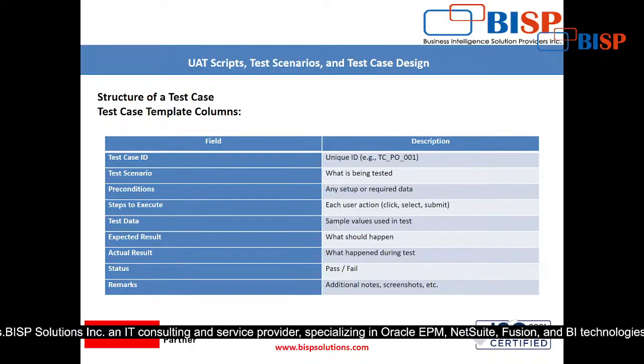Now you can see here the structure of a test case. Test case template columns. First of all, test case ID. So there should be a test case ID. When you work on a corporate project, for every task there is an ID, because with the help of the ID you can identify each and everything. Okay, so there should be a test case ID, then a test case scenario.